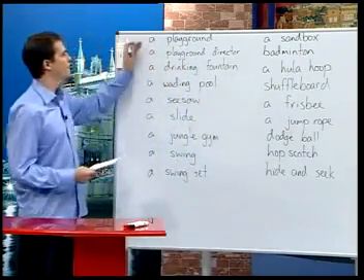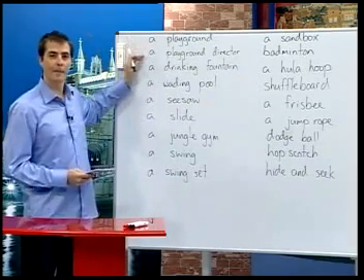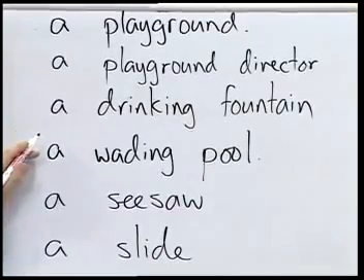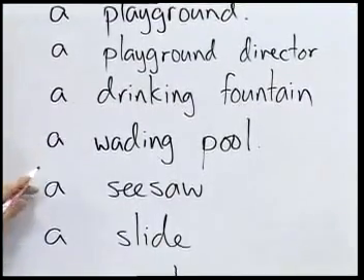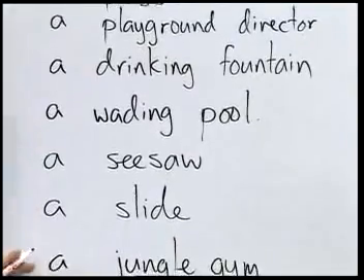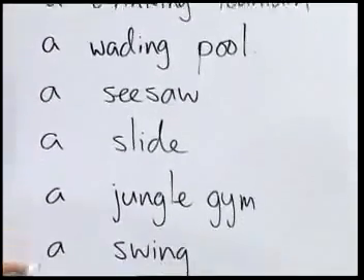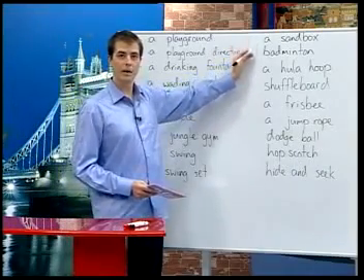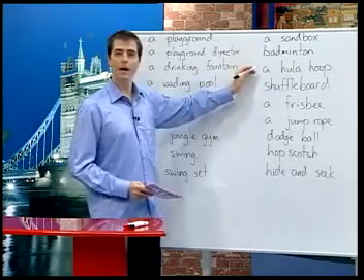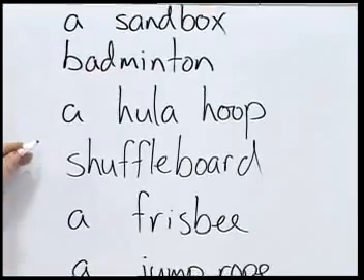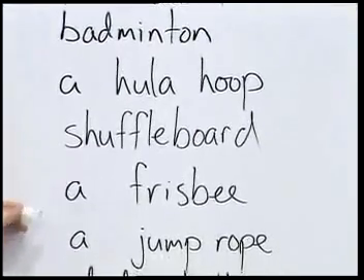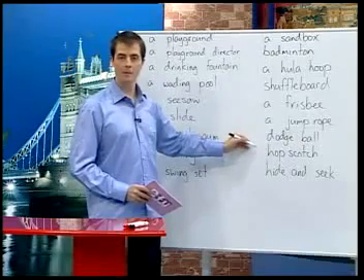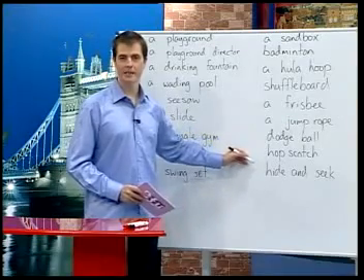Let's review these now. A playground director, a drinking fountain, a wading pool, a seesaw, a slide, a jungle gym, a swing, and a swing set. A sandbox and badminton. A hula hoop, shuffleboard, a frisbee, a jump rope, dodgeball, hopscotch, and hide and seek.